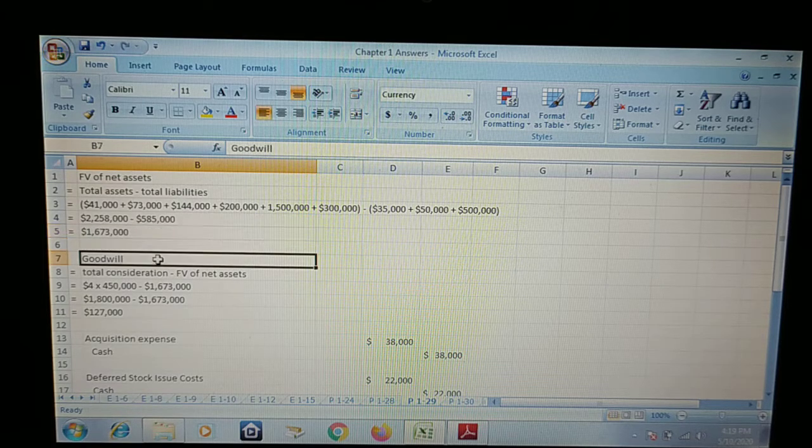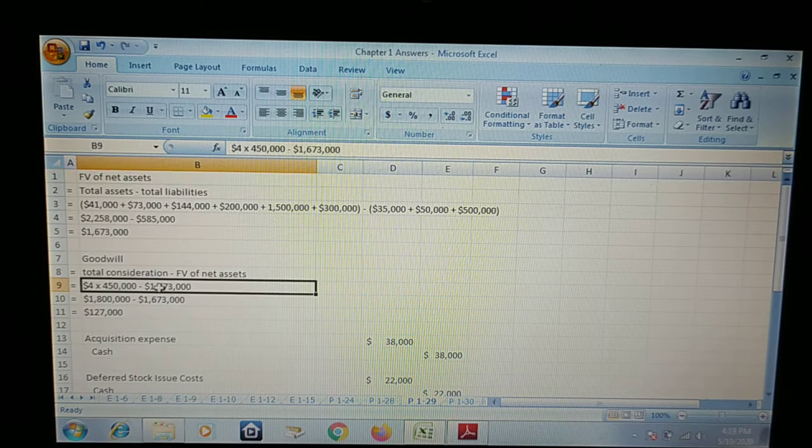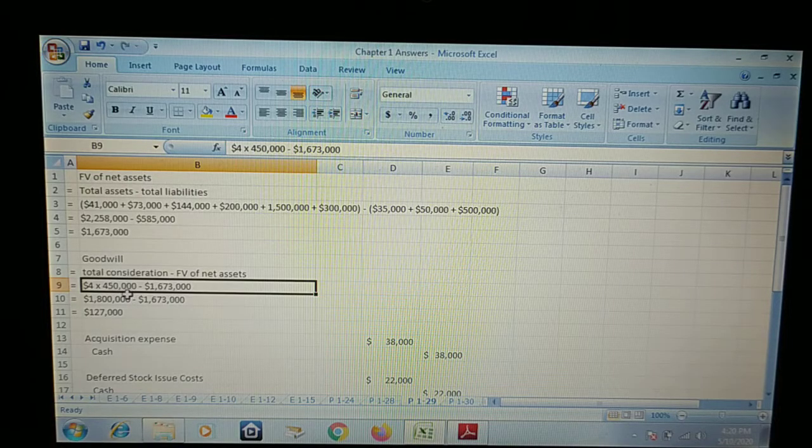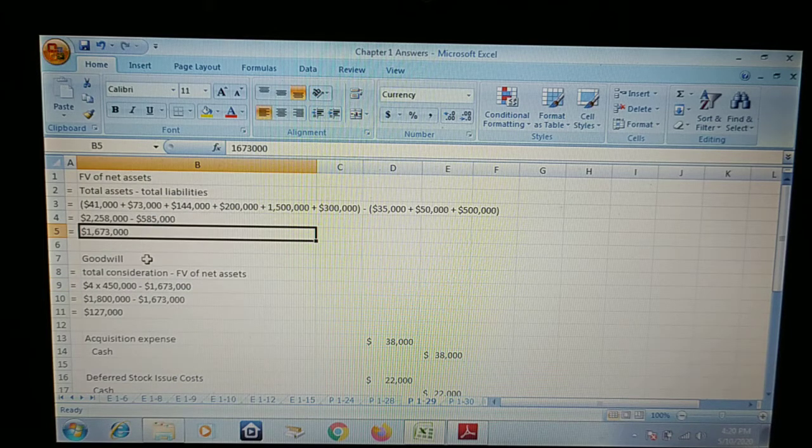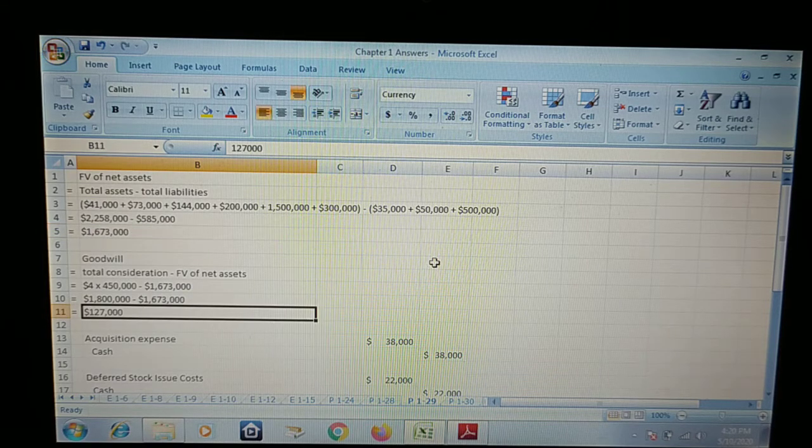Then we calculate the goodwill, which is total consideration minus the fair value of net assets. The total consideration is shares. Flynn Corporation acquired Mark Company by using shares. Remember, the shares issued is 450,000 shares. The market value is $4. So we use 4 times 450,000 shares minus the fair value of net assets, $1,673,000. So we get a goodwill of $127,000.